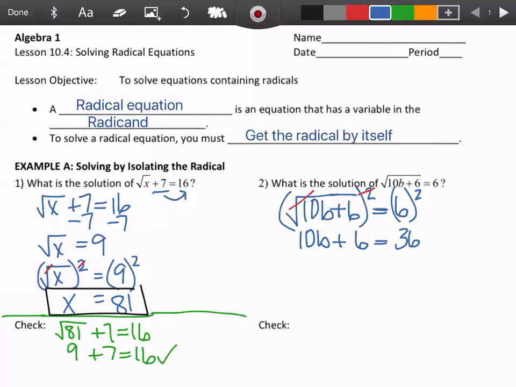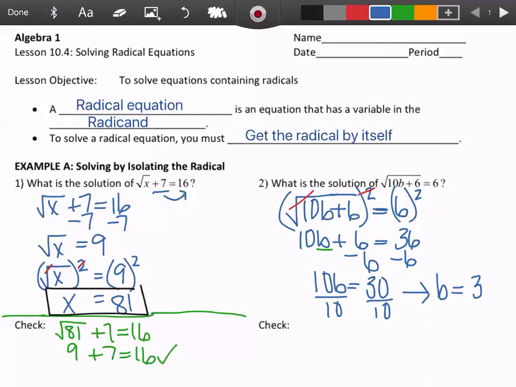So now we're just balancing an equation. We want to get this b all by itself. So subtract 6. We get 10b is equal to 30. Then to get rid of the 10 out front of b, we divide both sides by 10. And that gives us b is equal to 3.